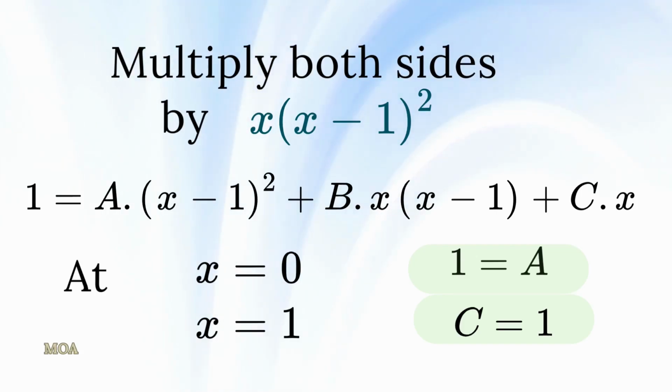Set x equal to 0. We get 1 equals A times 1, so A equals 1. Set x equal to 1. We get 1 equals C times 1, so C equals 1.